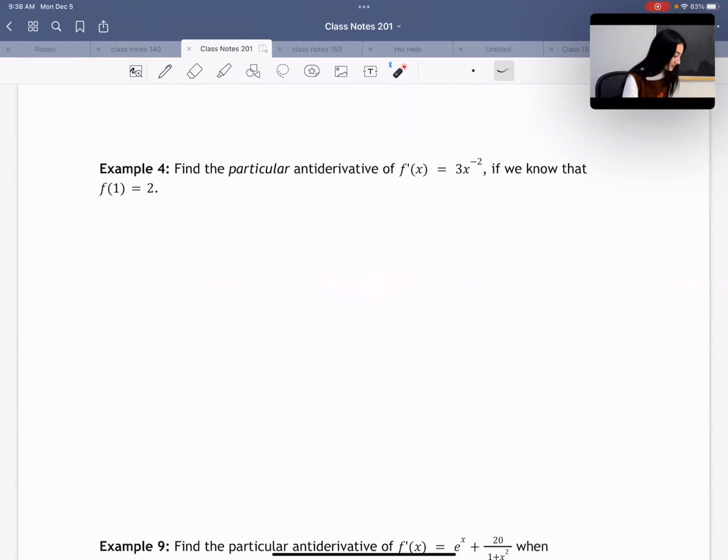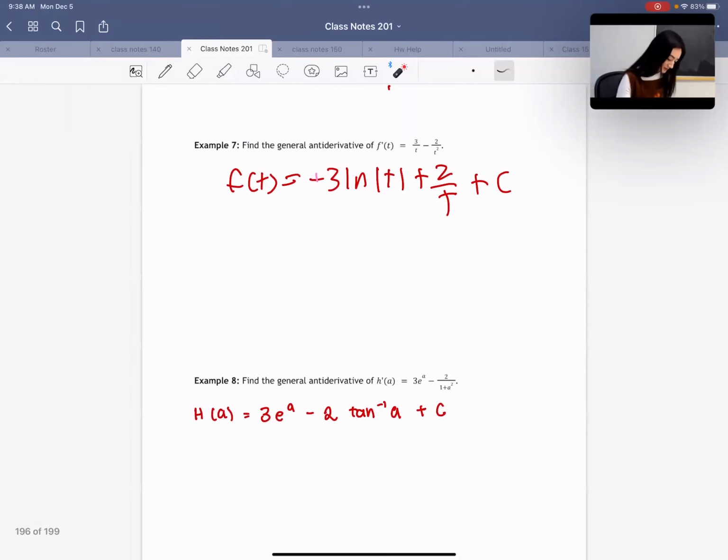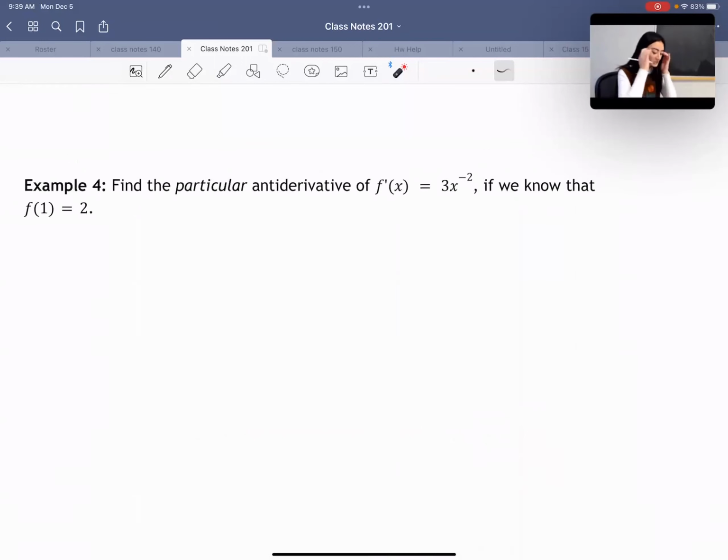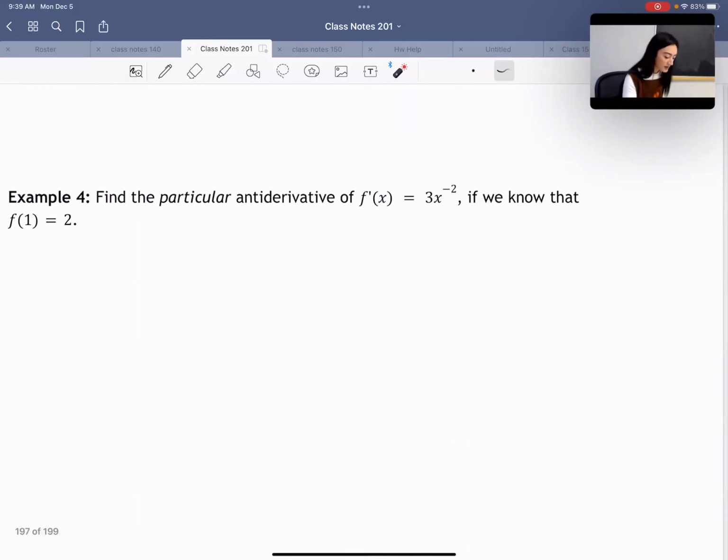Okay. Let's do example number 4, which I know it says example number 8 in the last one, but we're doing example number 4 now. This one's not asking us to find the general antiderivative anymore. It's actually asking us to find the particular antiderivative. And you might be wondering what that means. And I think it might make a little bit more sense when we actually just try to do the question, okay? Now, our derivative in this case is 3x to the -2.